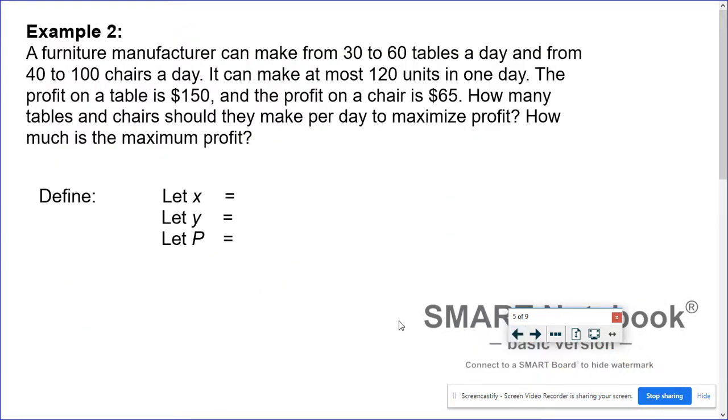All right, so now we're going to do all three steps. The first step is taking a word problem and defining the variables and writing out the constraints. The second step is then graphing, and then the third step is evaluating the objective function. So the first step is honestly the hardest. That's why we're doing it backwards.